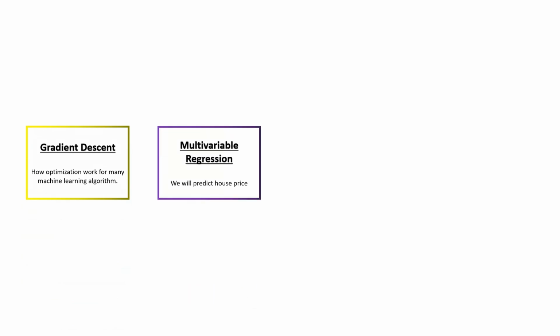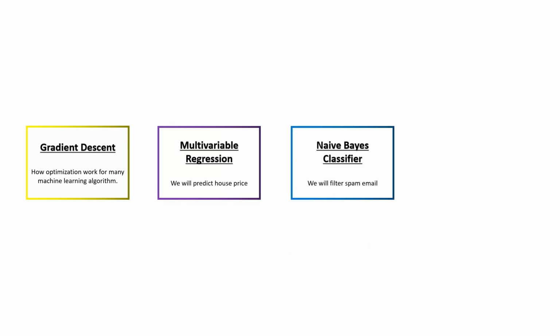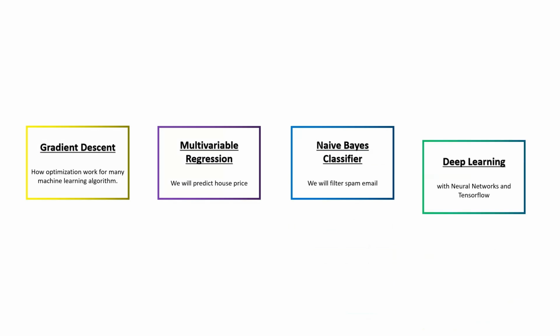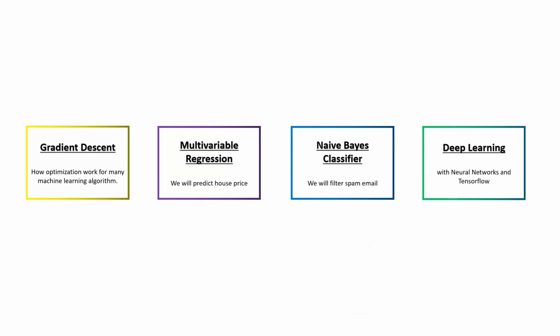In our next videos, we are going to learn gradient descent, where we'll know how optimization works for many machine learning algorithms. After that, we'll go for multivariable regression. There we will predict a house price. After that, we'll go through the Naive Bayes classifier. There we'll learn how to filter spam email. And finally, we will work on deep learning with neural networks and TensorFlow.